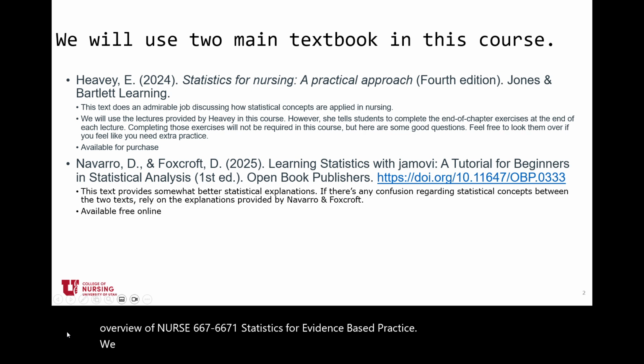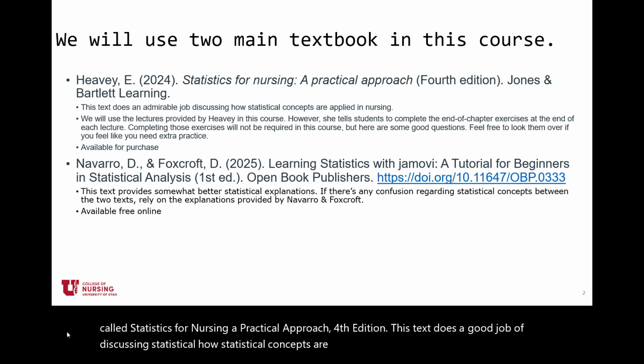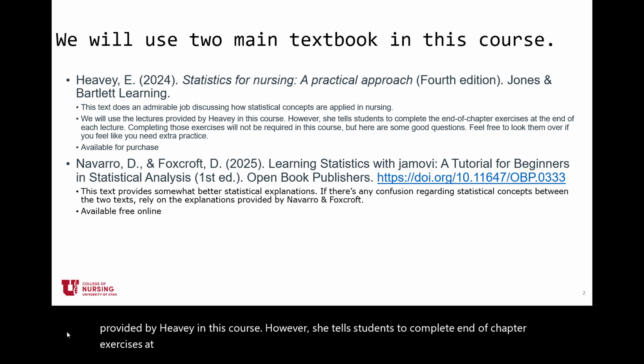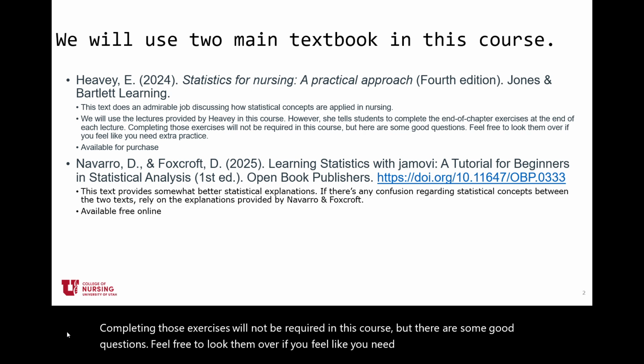We will use two main textbooks in this course. The first one is by an author named Hevey called Statistics for Nursing, a Practical Approach, 4th edition. This text does a good job of discussing how statistical concepts are applied in nursing. We will use the lectures provided by Hevey in this course. However, she tells students to complete end of chapter exercises at the end of each lecture. Completing those exercises will not be required in this course, but there are some good questions. Feel free to look them over if you feel like you need extra practice. That's a text you need to purchase.